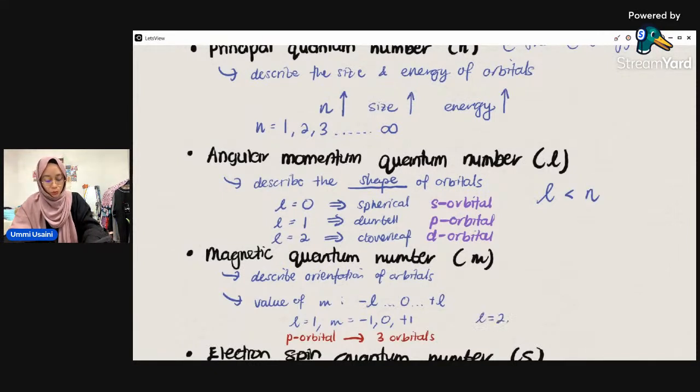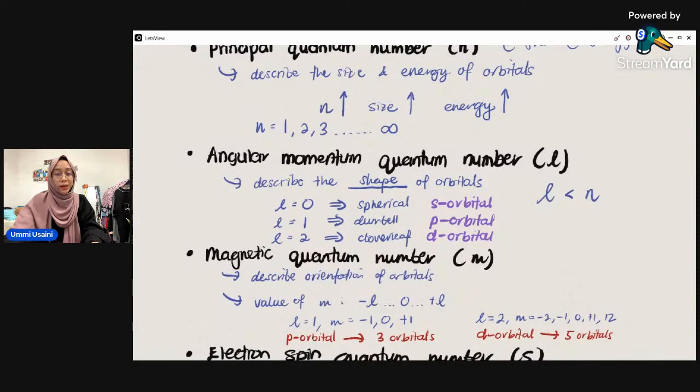So if we have l equals to 2, so the m values are negative 2, negative 1, 0, positive 1, positive 2. So this is for the D orbital. So since there are 5 values of m, therefore in the D orbitals we will have 5 orbitals.